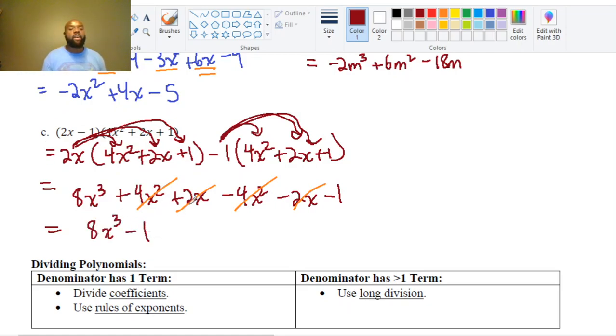And this type of product of a polynomial in this form right here, which ends up being of this form right here, it's a special case we'll see when we get to factoring. All right. So that's adding, subtracting, multiplying, right?